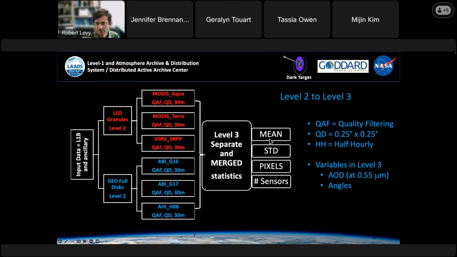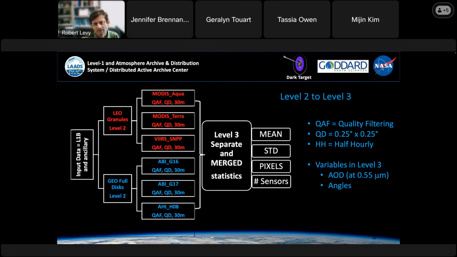For certain variables, we'll have the mean, the standard deviation, the number of pixels or retrievals that went into it, and in the case of the merged product, the number of sensors at a particular timestamp that went into it. And so we're going to report the optical depth, a couple of different versions of it, as well as the geometry.